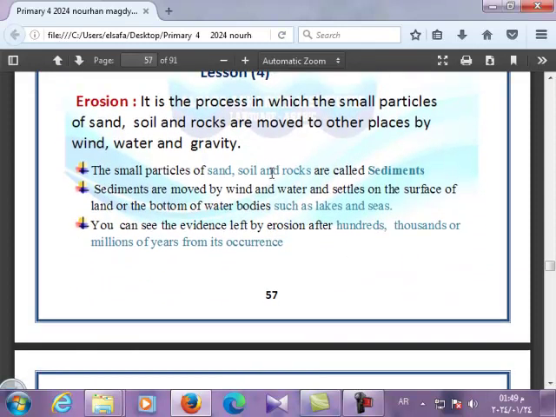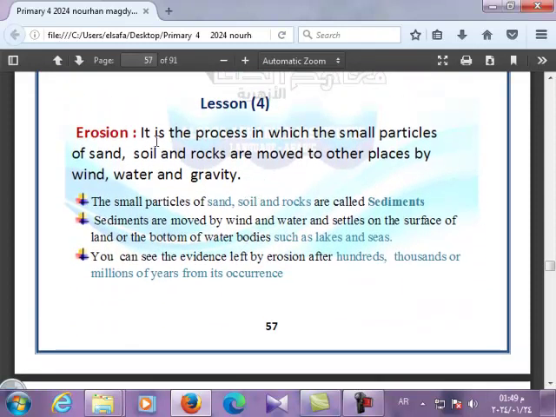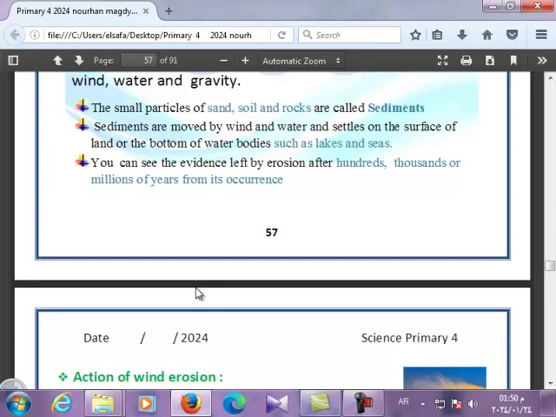Lesson 4, we talk about erosion. What is the meaning of erosion? Erosion is the process in which small particles of sand, soil and rocks are moved to other places by wind, water and gravity. The small particles of sand, soil and rocks are called sediments. Sediments are moved by wind and water and settle on the surface of land or the bottom of water bodies such as lakes and seas. You can see the evidence left by erosion hundreds, thousands or millions of years after it occurred.